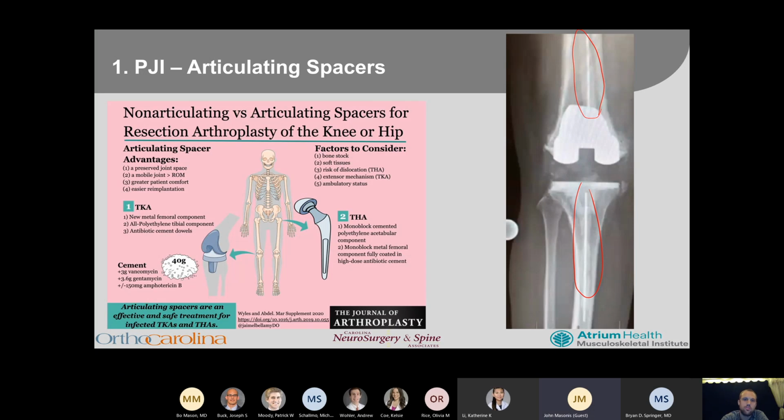Yeah. So I guess if you're asked to choose between an articulating and a non-articulating spacer on the test, I would probably just choose an articulating spacer. Yeah, I think the only caveat to that would be massive bone loss or a disrupted extensor mechanism. Yep.